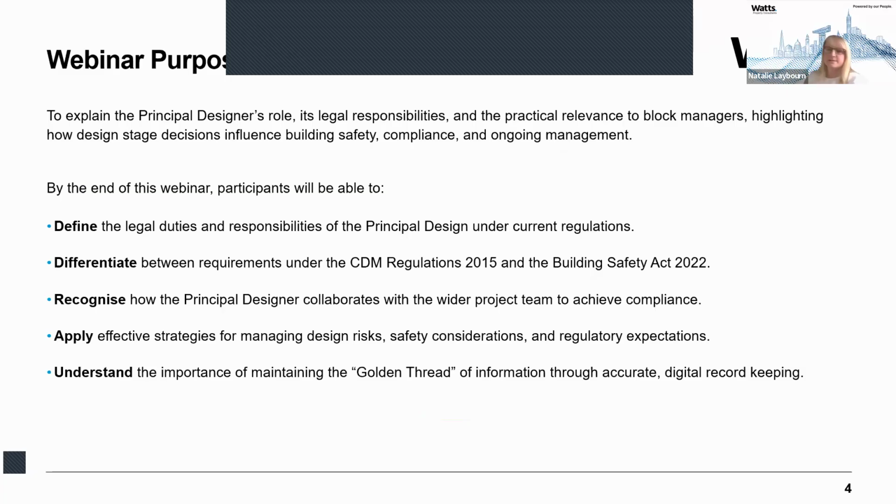So I'd like to start by explaining the purpose and objectives for today. This will just give you a sense of what we'll cover and why it's relevant to your role. Because as block managers and property professionals, you do play a central role in ensuring the buildings that you oversee remain safe, compliant and well maintained. And today's session is focused on the role of the principal designer, which is a key position defined under current legislation, including CDM Regulations and the Building Safety Act.